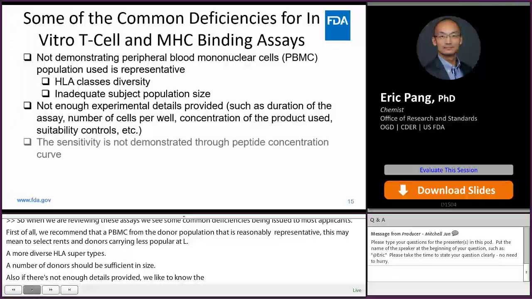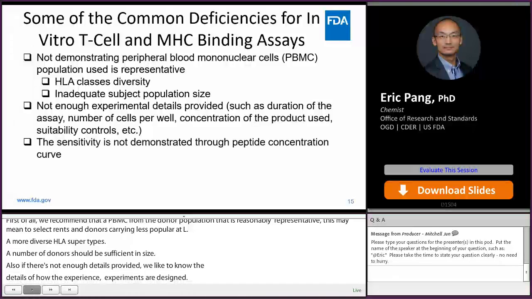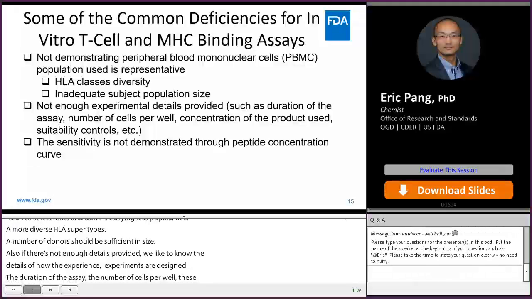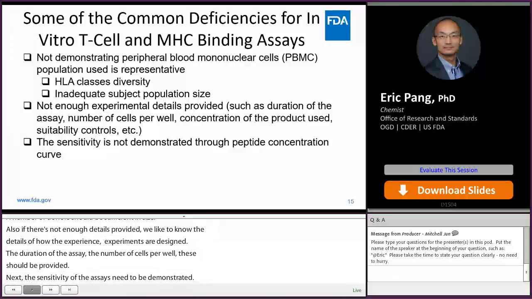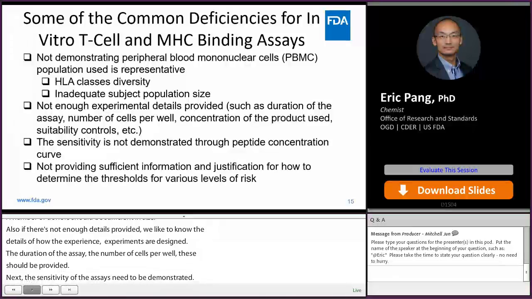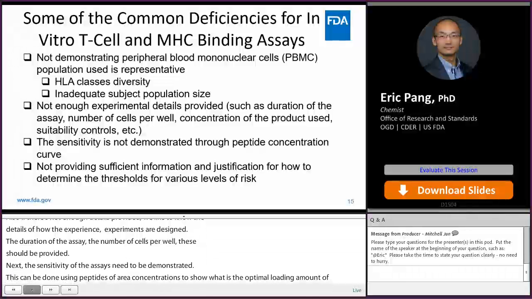Next, the sensitivity of the assay needs to be demonstrated. This can be done using peptides at various concentrations to show the optimal loading amount of the test peptides to use. Of course, it is also necessary to provide information and justification on how to determine the threshold for setting various levels of risk.